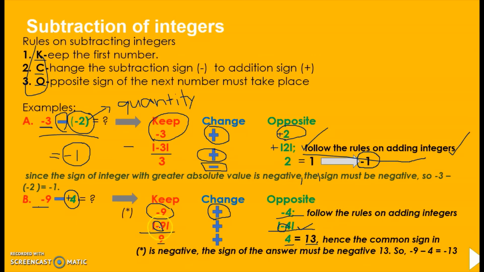So that is why the common signs for the negative 9 and negative 4 must be recopied. Instead of positive 13 being the answer, the negative sign for the operation must take place. Hence the common sign is negative. The sign of the answer must be negative 13, so negative 9 minus 4 is equal to negative 13.